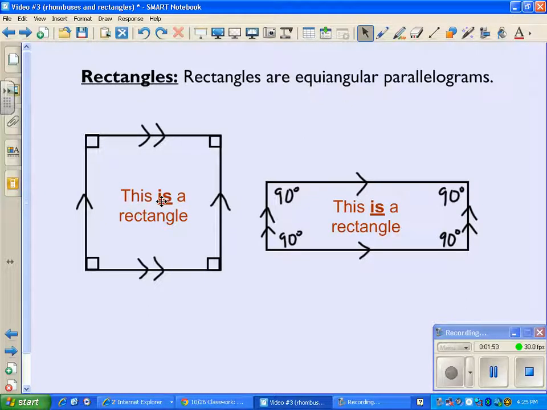Absolutely. Every rectangle is not a square, though. Because if you look at, for example, this rectangle over here, that can't be a square. Not all sides are the same. But it is a rectangle because opposite sides are parallel, and each angle is the same.